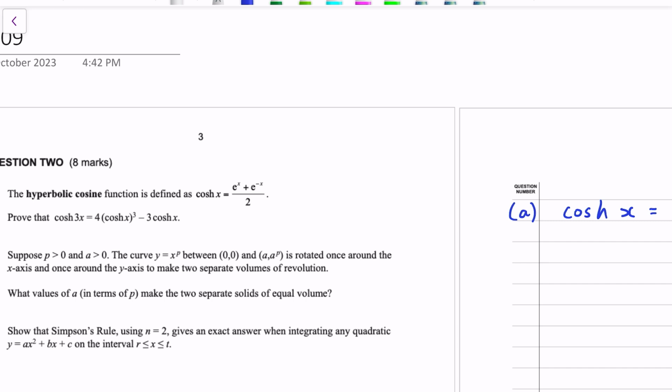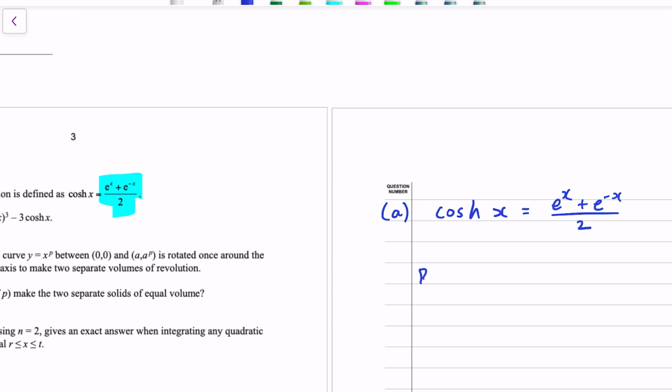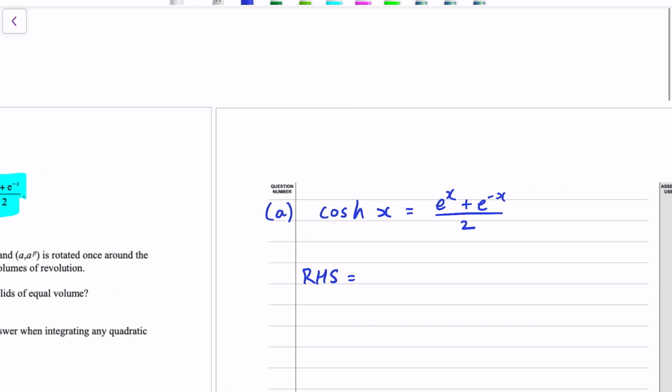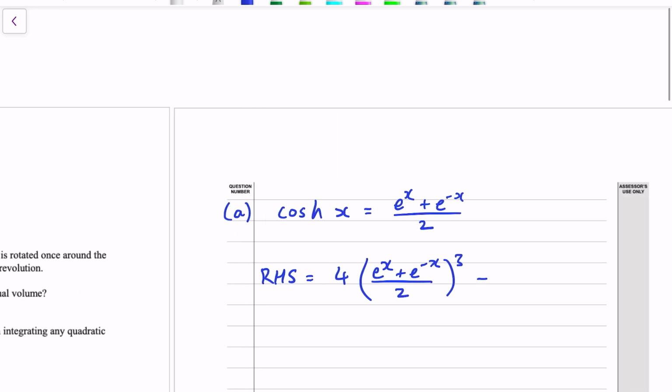probably on the right hand side, because there's a little bit more to do. I can just straight dump this thing into the right hand side without having to play around with exponentials. Okay, so right hand side equals the hyperbolic cosine cubed with a 4 in the front. Okay, 4 times this dude cubed minus 3 lots of the same thing.